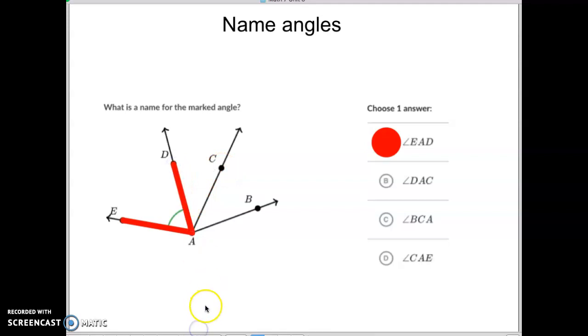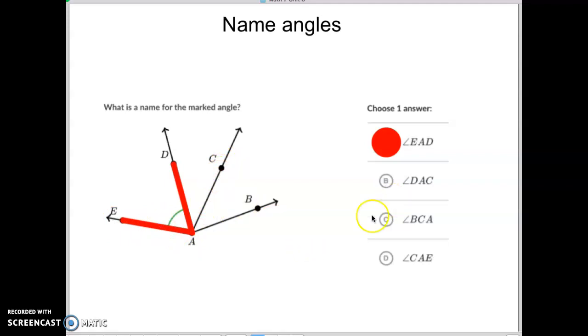So the name of this angle is, what are the three letters attached to that angle? It would be a letter E, a letter A, and a letter D. So EAD. When we look at our answers over here, you can notice EAD is our first one. It would not be DAC, because that's this angle here. BCA is not even in the answers, so that couldn't work. And then CAE, well, the E line is connected, but the C line is not. So that's how that one comes.